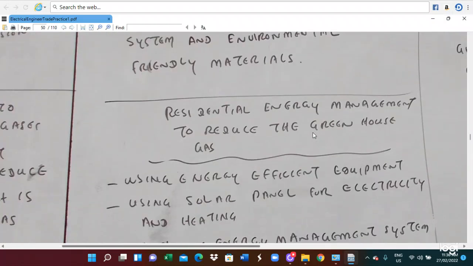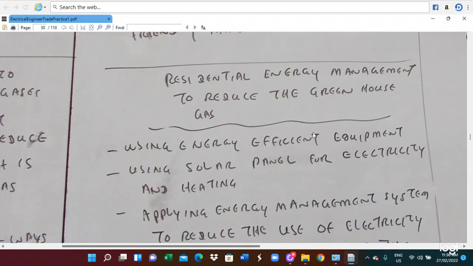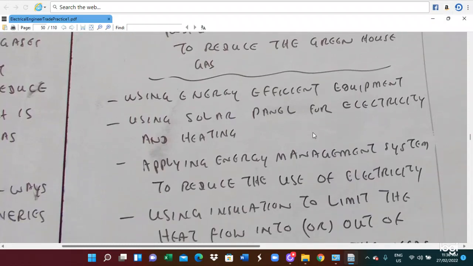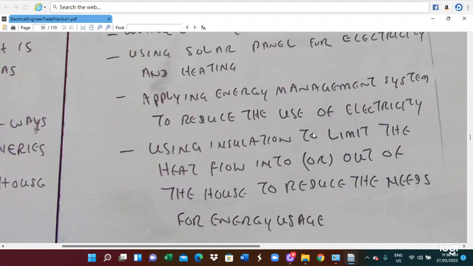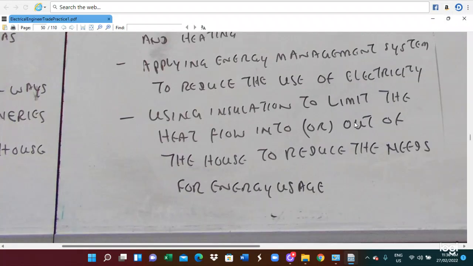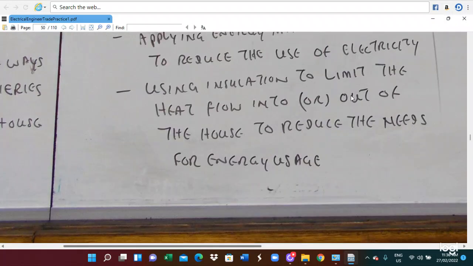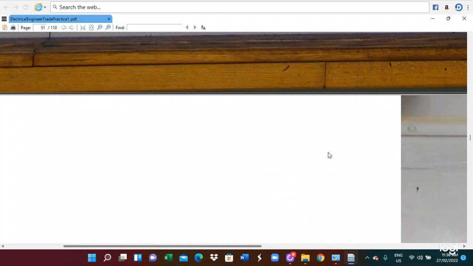So the residential energy management system is also important to reduce greenhouse gas. We have to utilize green energy efficient equipment. We use solar panels for electricity and heating, apply an energy management system to reduce the use of electricity, or use insulation to limit the heat flow into and out of the house and to reduce the need for energy usage. So this is the way to reduce the energy and the greenhouse gas.